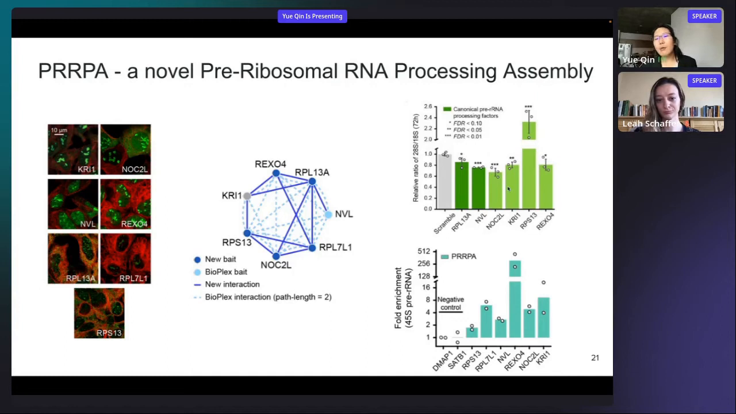We also did an RNA immunoprecipitation qPCR assay, where you pull down each protein and see if it binds to the specific RNA species that you are detecting. Here we're detecting 45S pre-ribosomal RNA, and we do observe that these proteins bind to the 45S pre-ribosomal RNA.